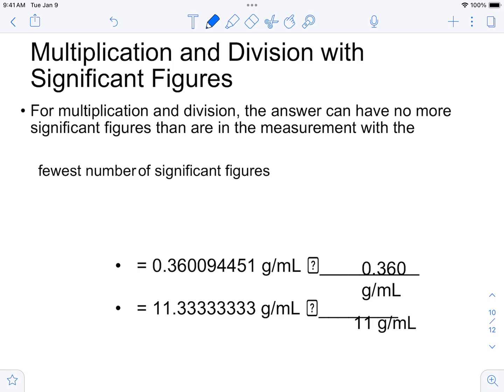So in this example here, the problem did not copy over. Just give me 1 minute.